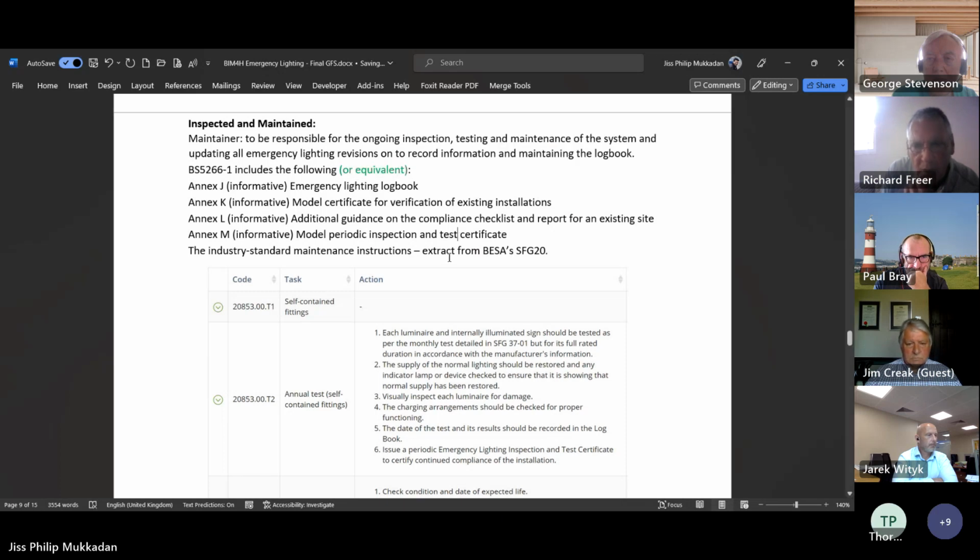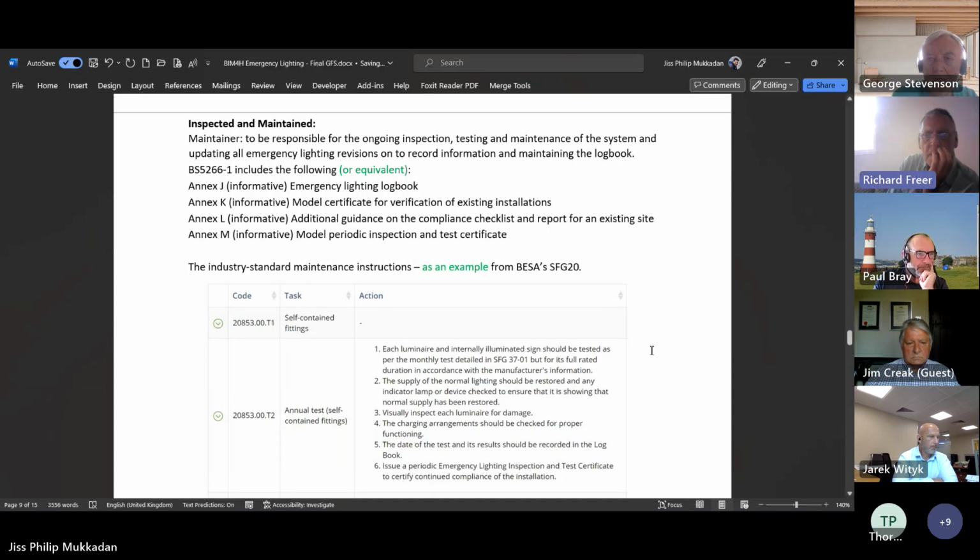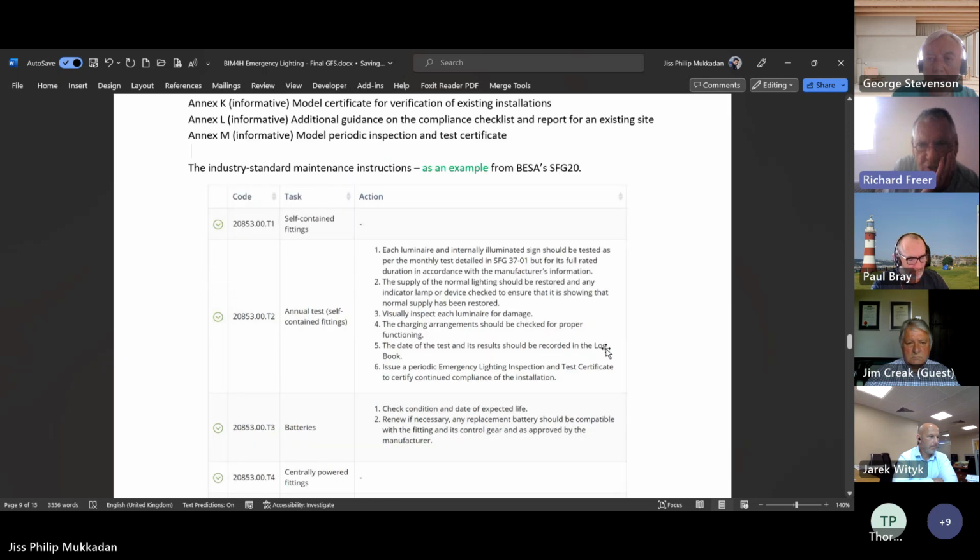And then also change where it says extract, where your cursor is at the moment, as an example. Right, take extract out and put as an example. Also, do a carriage return at the beginning of that sentence. Yeah, thank you. Right, scroll down. That's an example from SFG 20.